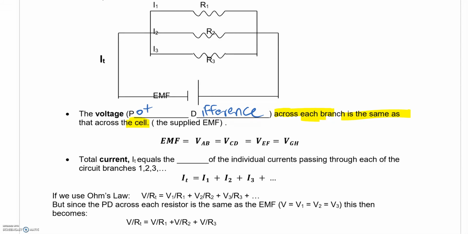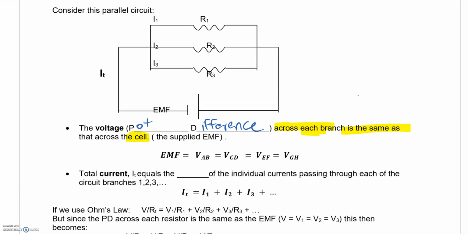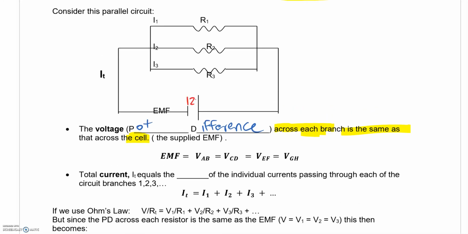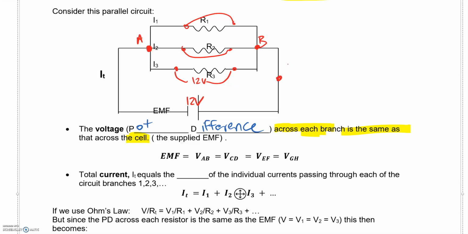So if I have a look at this diagram up here, say I've got a 12 volt battery, I've got 12 volts across there, 12 volts across there, 12 volts across there. Between, I'll call them point A and point B, not surprisingly, there's 12 volts. Between point A and point C, there's 12 volts.